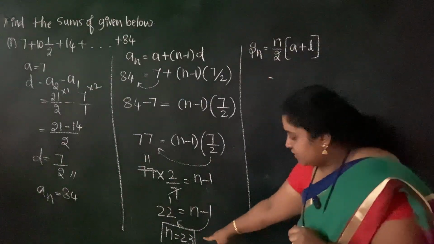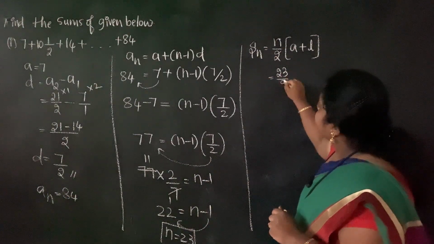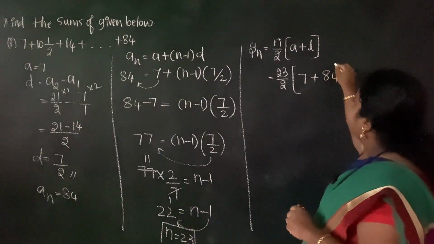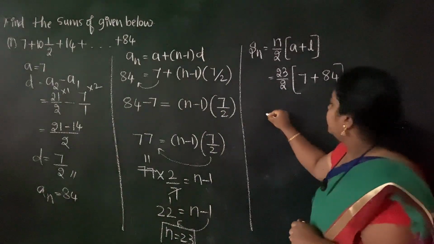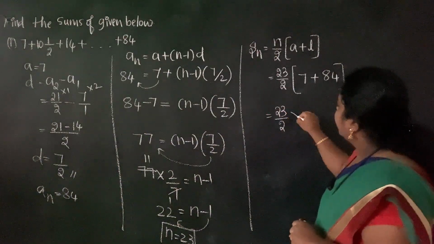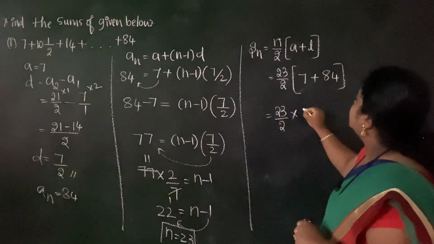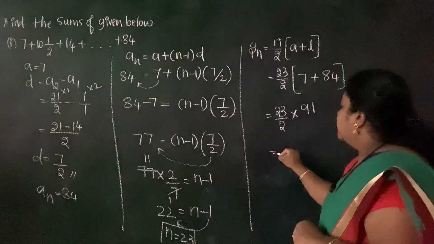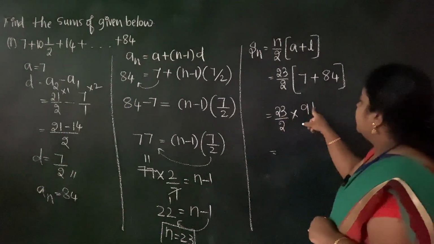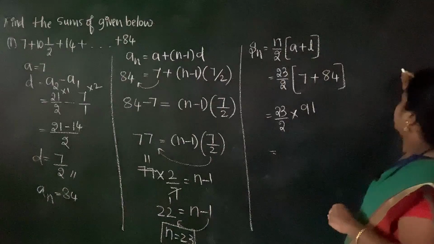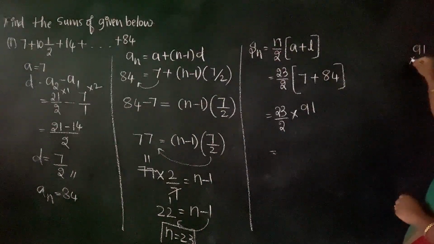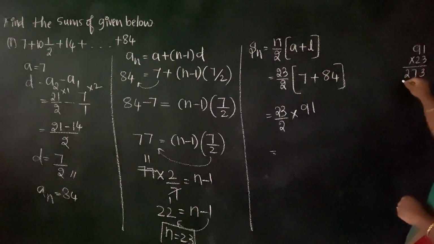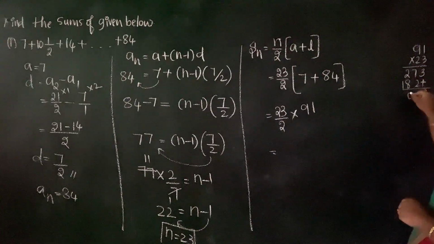See, n value is how much? 23. 23 by 2. a is how much, dears? 7. And what is the last term you have? 84. Understanding? You just see here, 23 by 2 into 84 plus 7 is how much, dears? 91, because 7 plus 4 is 11, so 91. I have calculated. Now just multiply and tell me the answer. 23 into 91. Okay, so I'll do it here. 91 into 23, that gives 2093.